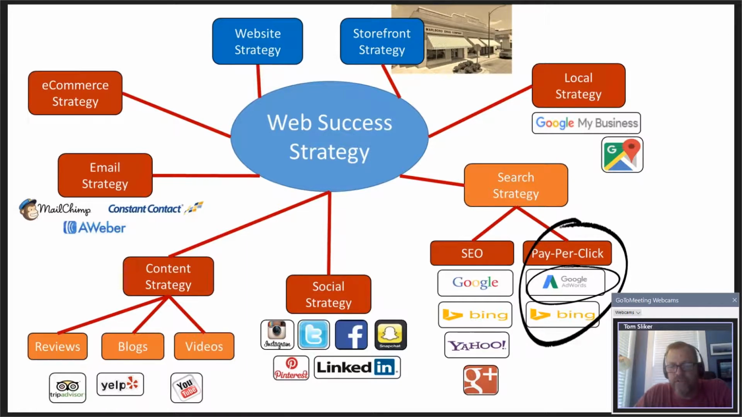This encapsulates not just Google, but also Bing and Yahoo, which are pretty much managed by Bing. But today we're going to focus mostly on Google AdWords.